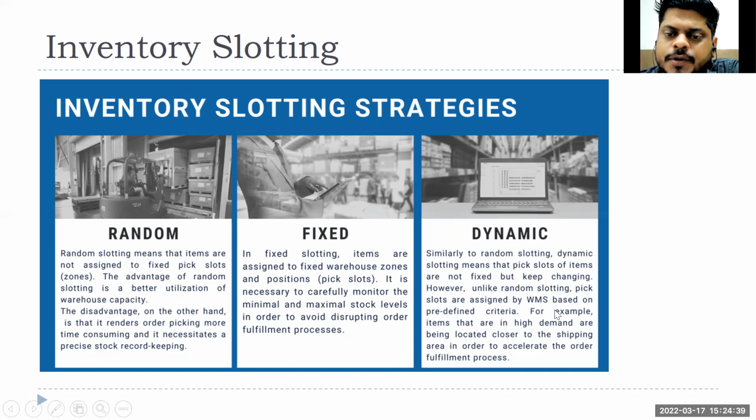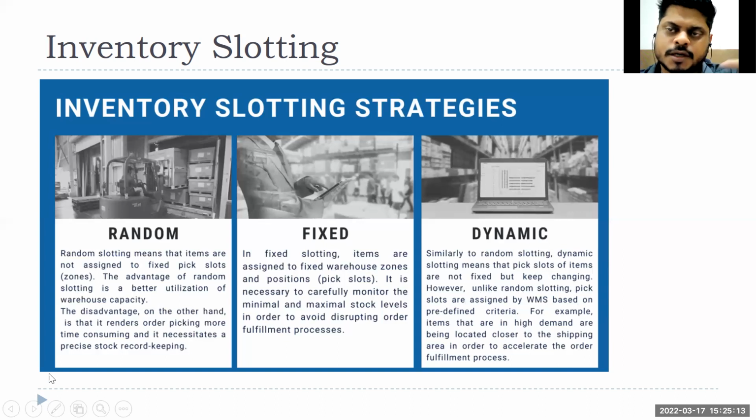This is a mix of both random and fixed. You have a zone, right? But within that zone, your items keep changing. So it is basically dynamic slotting, which means pick slots of the items are not fixed but keep changing. However, unlike random slotting, pick slots are assigned by the WMS based on predefined criteria. So this part is at least fixed. The WMS, or warehouse management system, will fix the zones, right? Within that zone, the items you are keeping will keep changing, right?